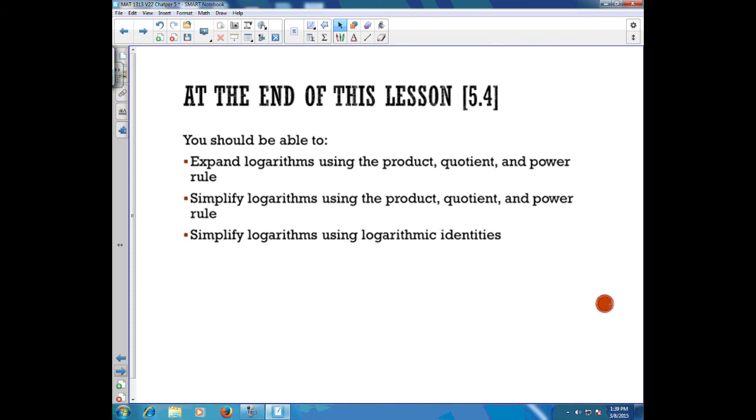So at the end of this lesson, you should be able to expand logarithms using a product, quotient, or power rule. You should be able to simplify them using product, quotient, or power rules. And you should be able to simplify logarithms using those identities we just talked about.